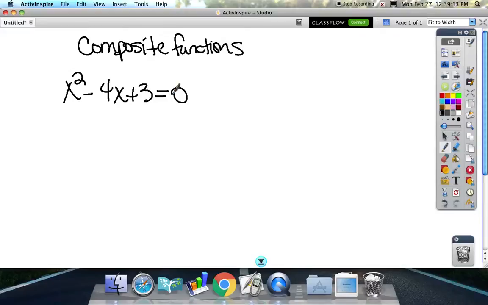Do all of you have your calculators? Okay. So the first thing that we're going to do is, our A is what? A comes in front of x squared. So my A is 1. My B is, what does B come in front of? Up here, see? If A comes in front of x squared, B comes in front of x. So B is -4, and C is 3.